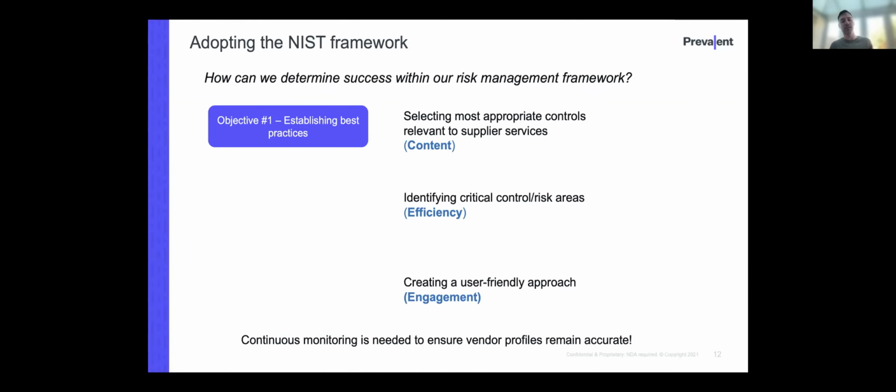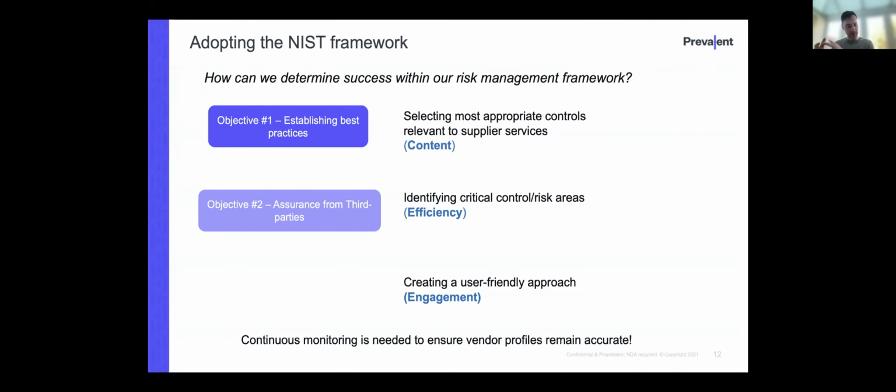How can we determine that success when we're building or enhancing or updating our risk framework? So establishing that best practice, as I've mentioned, those most appropriate controls that are relevant to supplier services. Each supplier is very different. Whether it's the size of the supplier, the complexity, the type of service they're delivering, they may not all warrant the same volume and same type of controls. And so making sure that content is the most relevant is going to give us the most value and return.